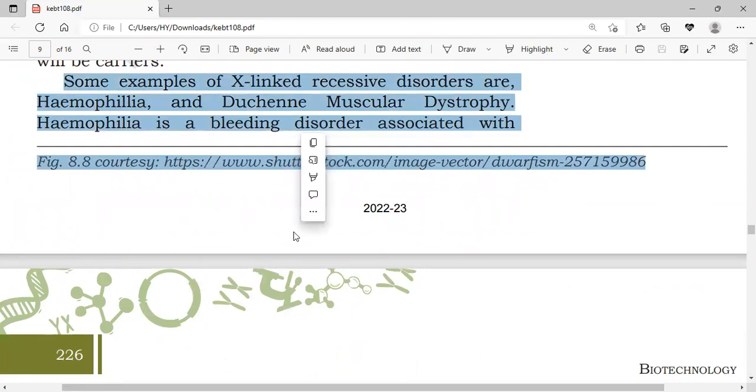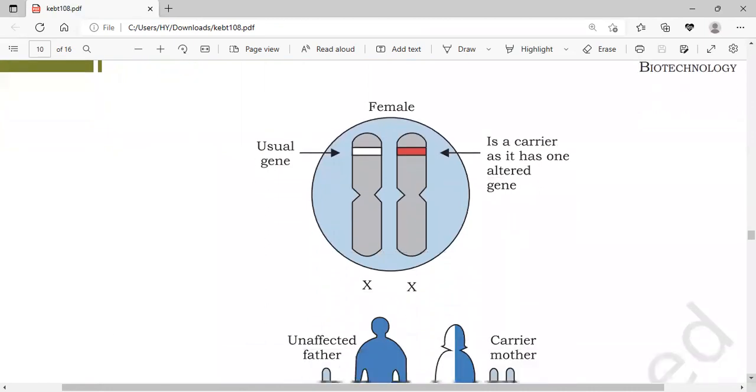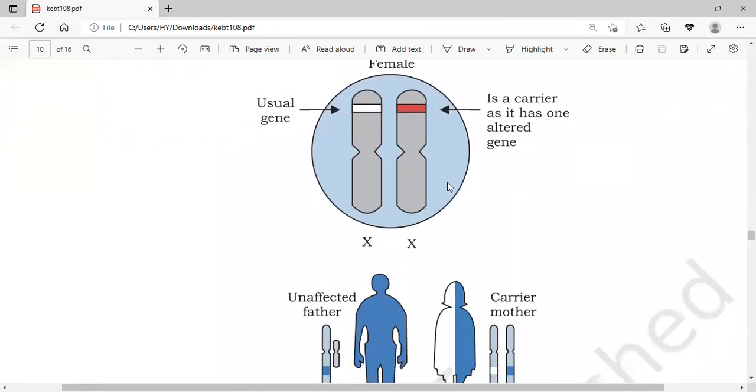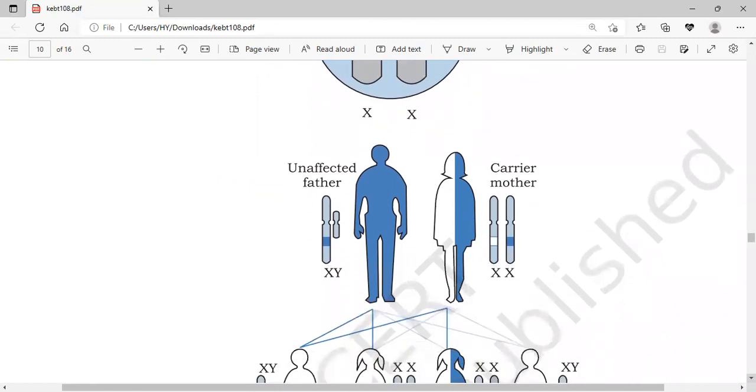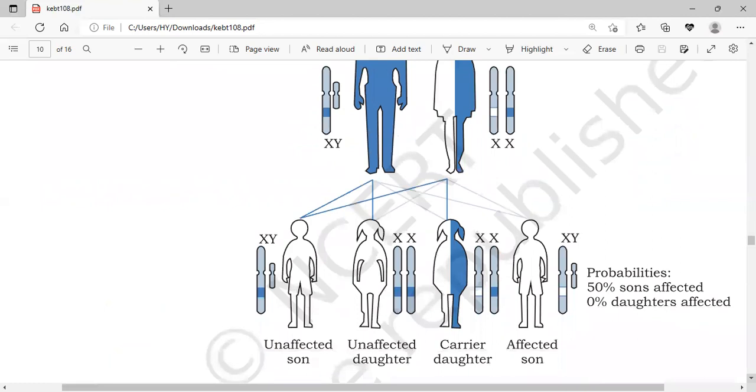Some examples of X-linked recessive disorders are hemophilia and Duchenne muscular dystrophy. Hemophilia is a bleeding disorder associated with a defect of the clotting factors. The usual gene is shown in white color, and the altered gene is shown in red color. You see that the male is normal, an unaffected father, and the female is XX, which means one defective gene is there. So the female is a carrier here.